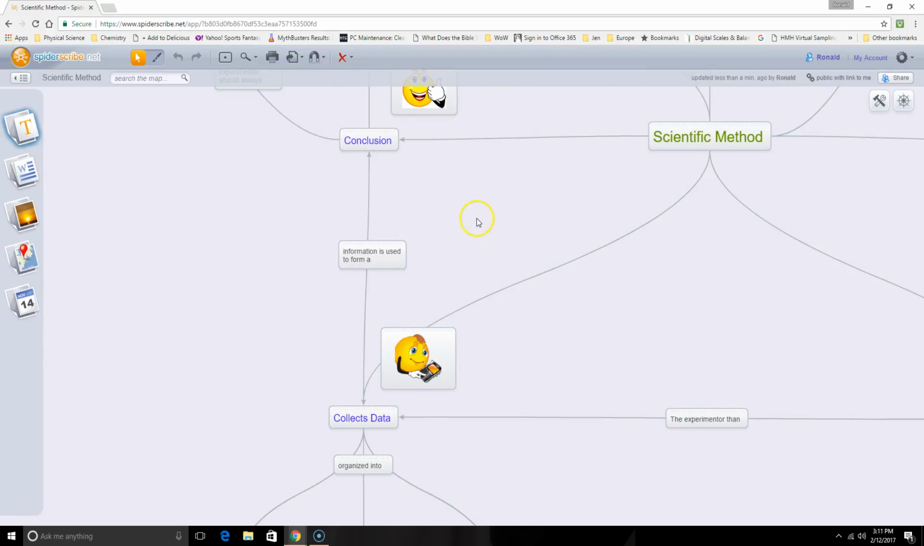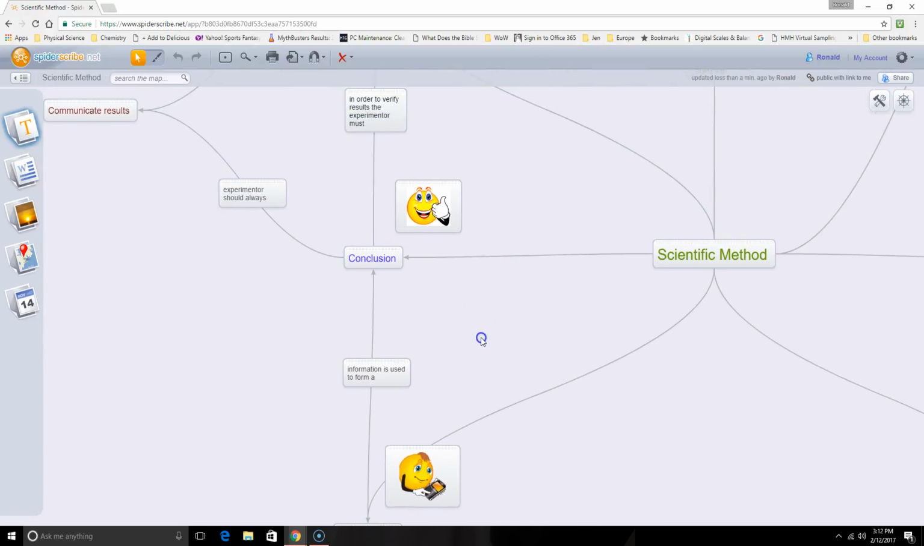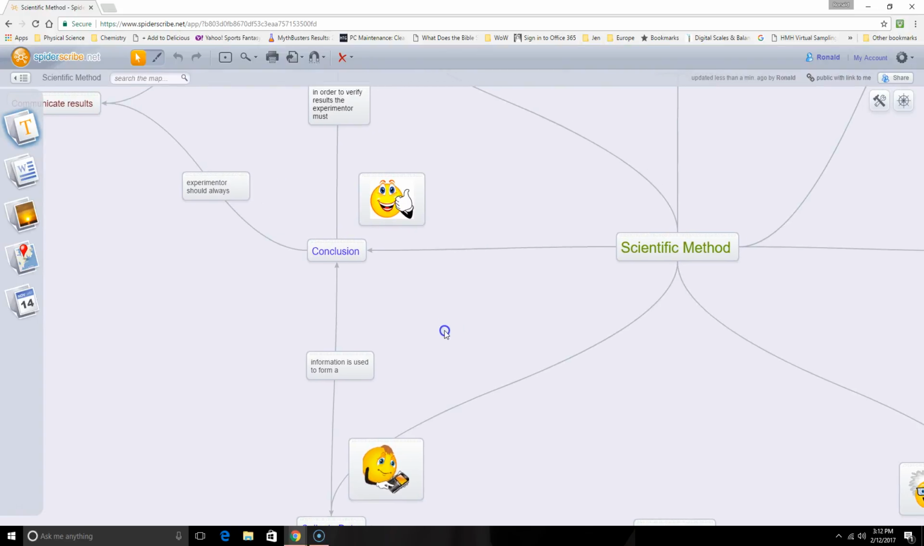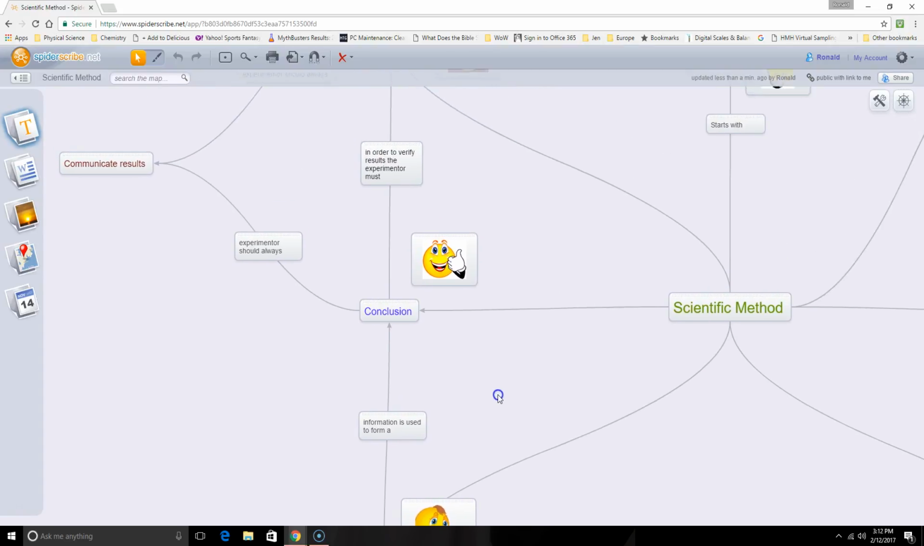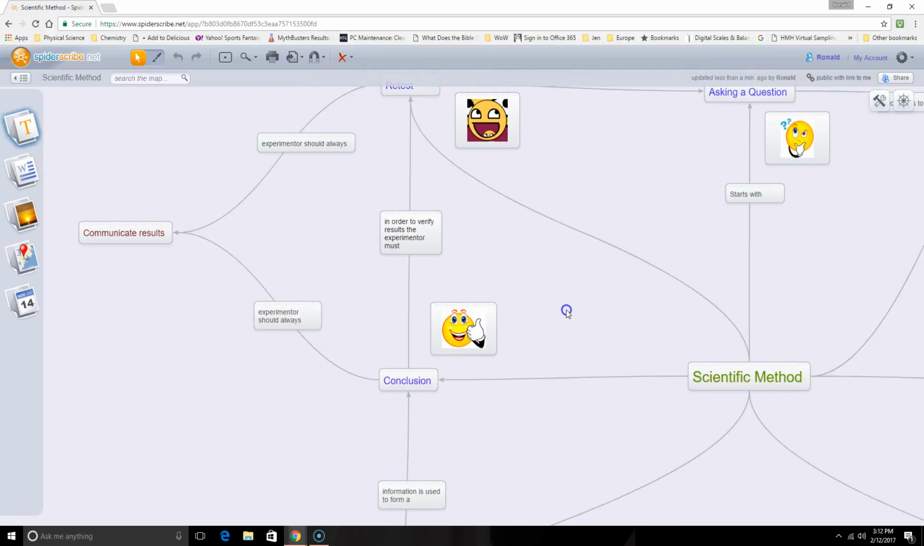And then this information is used to form a conclusion. So you asked your question, you made your observations, you made your hypothesis, performed your experiment, collected your data. Now you have all this information and you need to form it into a conclusion.